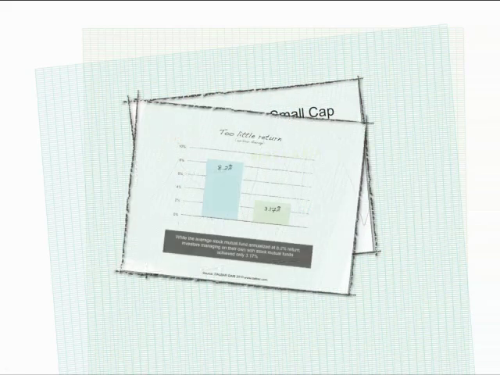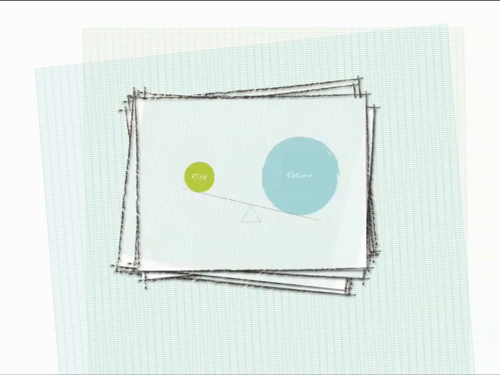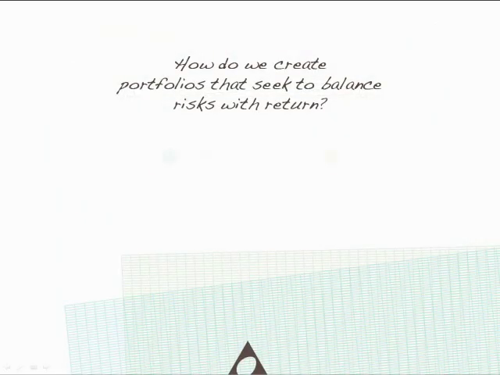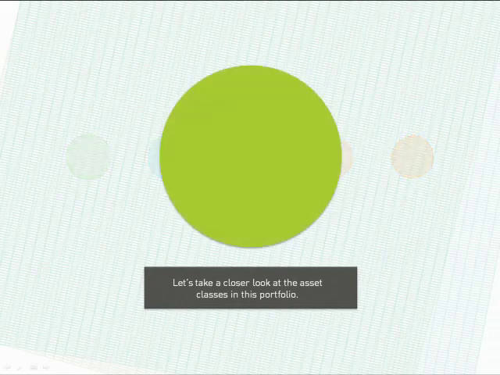Now that you've been introduced to the Artesis approach to managed accounts, let's take a closer look at the science behind it all. So how do we create portfolios that seek to balance risk with return? Let's take a closer look at the asset classes in this portfolio. Think of asset classes as different types of investments.